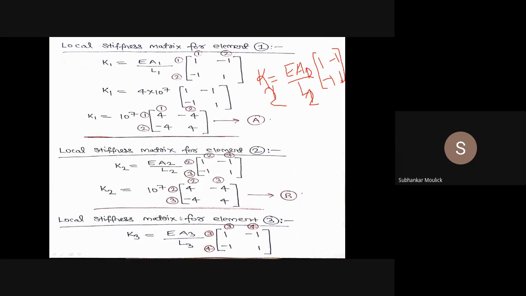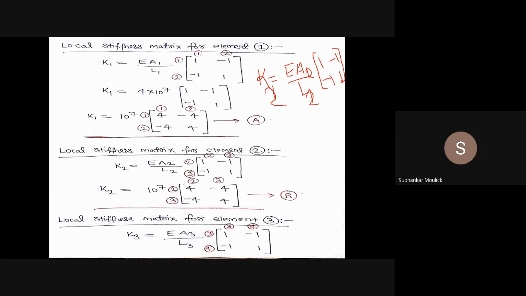E into A2 by L2 we have already calculated, that is 4 into 10 to the power 7, into this matrix. Again I can multiply 4 inside this matrix. Then the final matrix becomes K2 equal to 10 to the power 7, 2 cross 2 matrix, 4, minus 4, minus 4, 4, equation B. Is it clear? Any doubt?